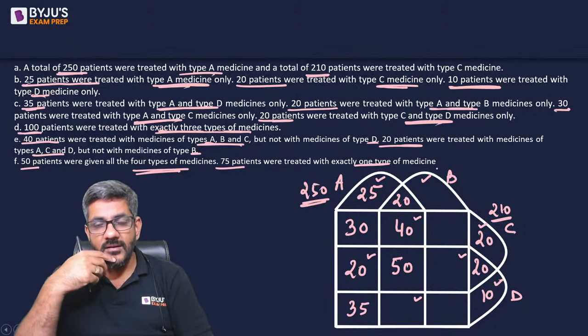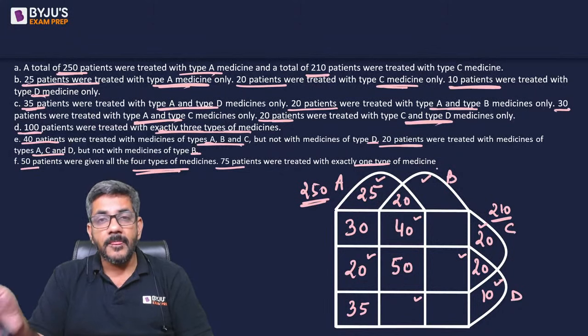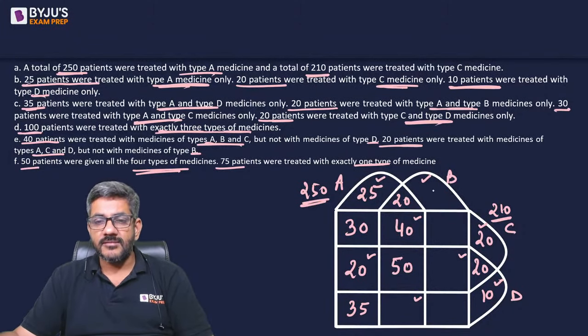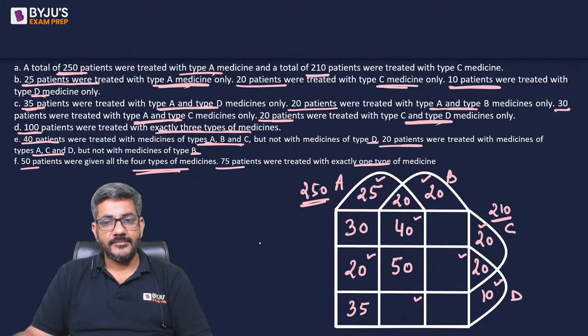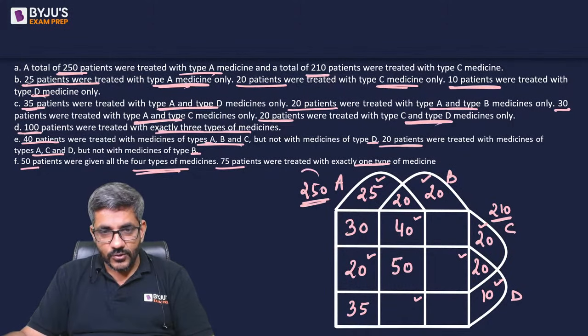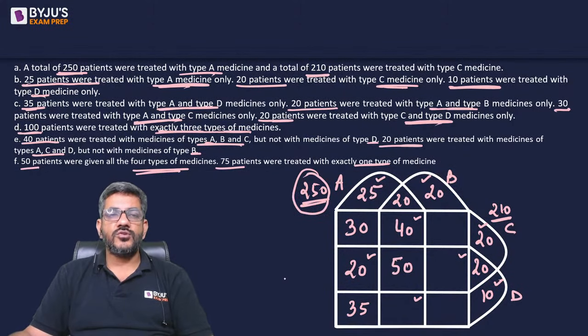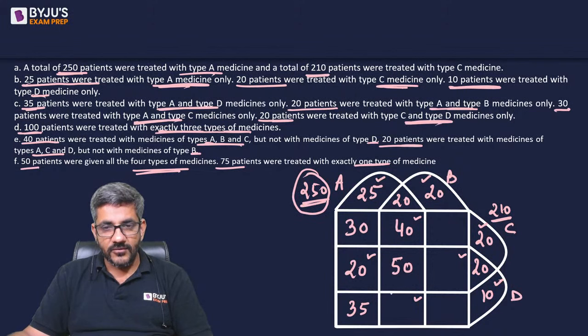3 are already given. 25, 20, and 10. 25, 20, and 10 add up to 55. 75 minus 55 is 20. So this area will be equal to 20. Right? Let's use this 250 now. Total A is 250. So let's find out this value from here.